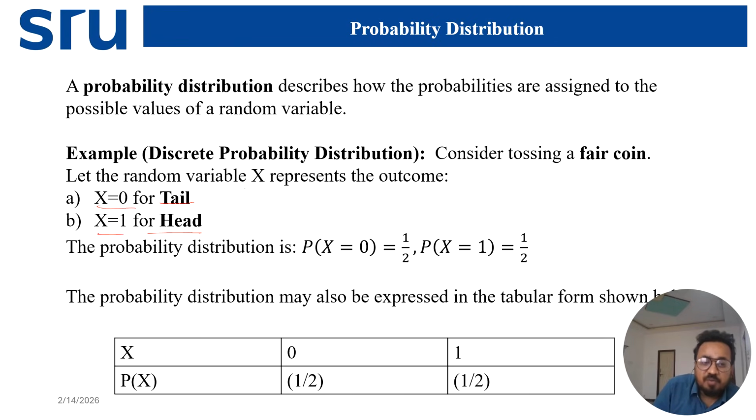Okay. So now we will find the probability corresponding to each value, X equal to 0 and X equal to 1. For the probability distribution, P(X=0) equals 1/2 and P(X=1) equals 1/2. That's why the probability distribution may also be expressed in tabular form as shown below. Here we can see that for X equal to 0, the probability is 1/2, and for X equal to 1, the probability is 1/2 again. So this is all about the probability distribution.